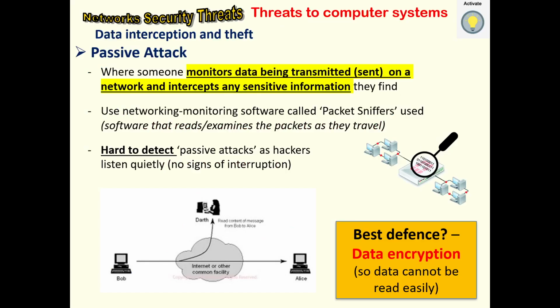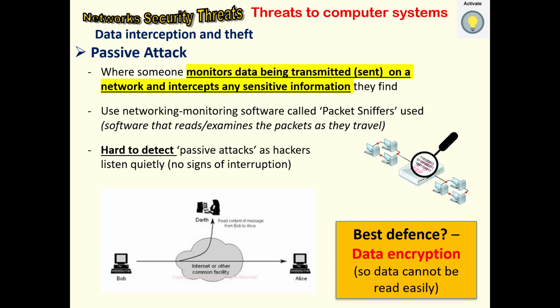Okay, as well as malware, malicious software, there are other different types of threats that you need to know about. One of those is passive attack. Now, if something's passive, it means it's quiet, it's not violent or loud. It's where someone monitors the data being sent on the network, and they intercept any sensitive information they find, things like passwords, bank accounts, as it's transferring.